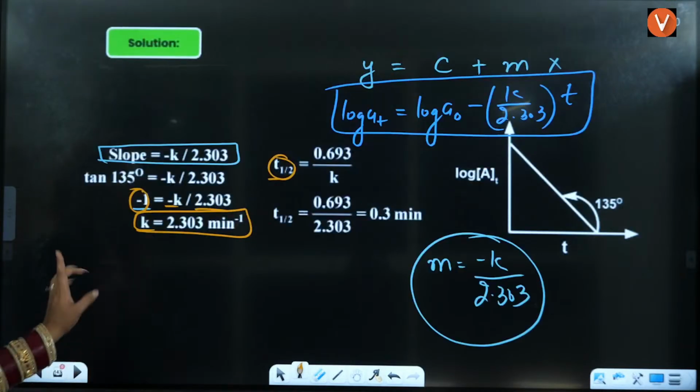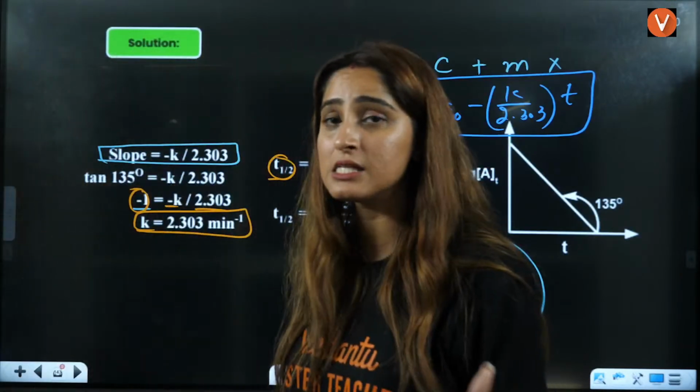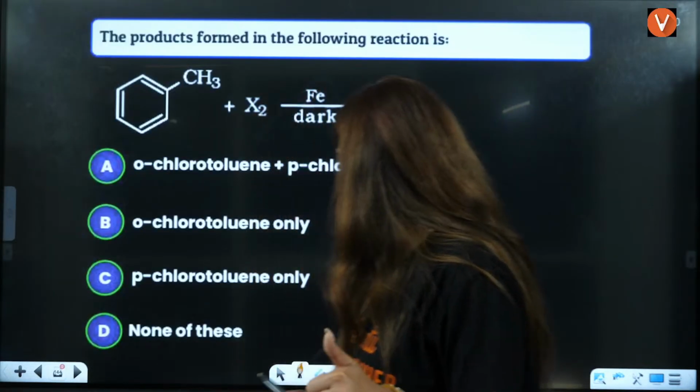So two main things. One is you should know the knowledge of graphs. Second is trigonometry is also used here.